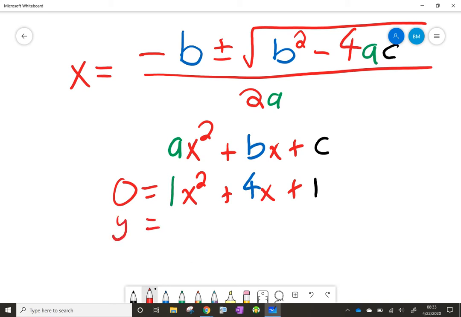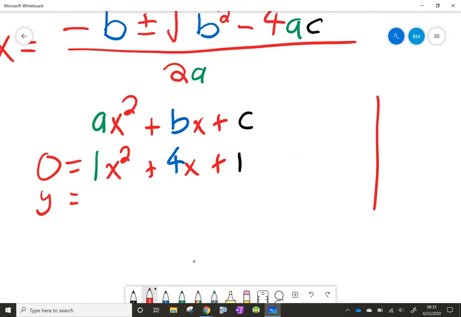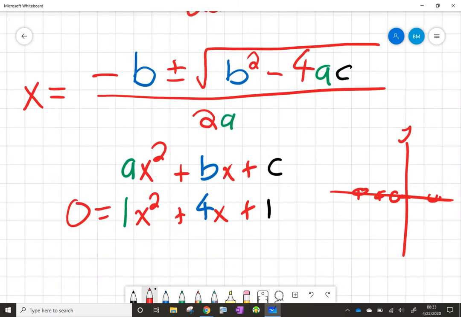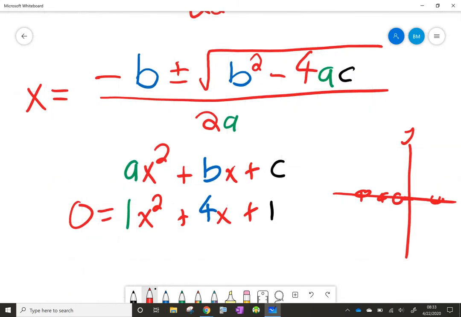Y equals all this, and if y is 0, think about this on a graph. On your y-axis, the 0 part of the y-axis is the x-intercept. So you're looking for the points on the x-intercept when it's set up equal to 0. So that's not the x value being 0, that's actually the y value being 0. The formula is where the x value is equal to 0.